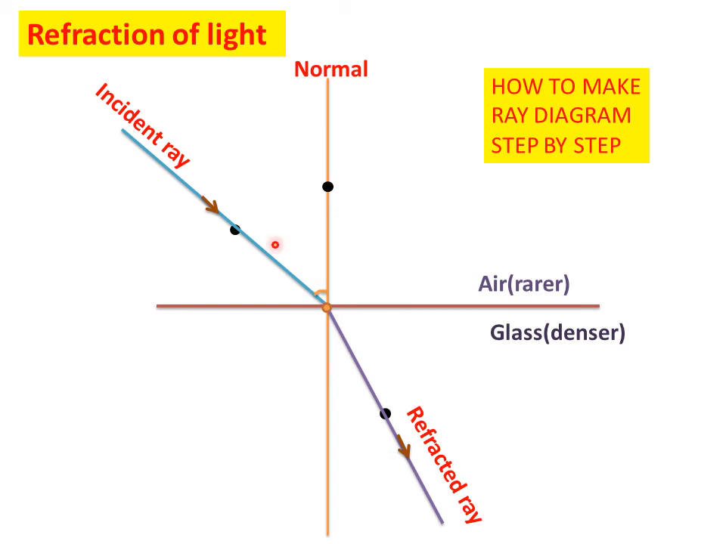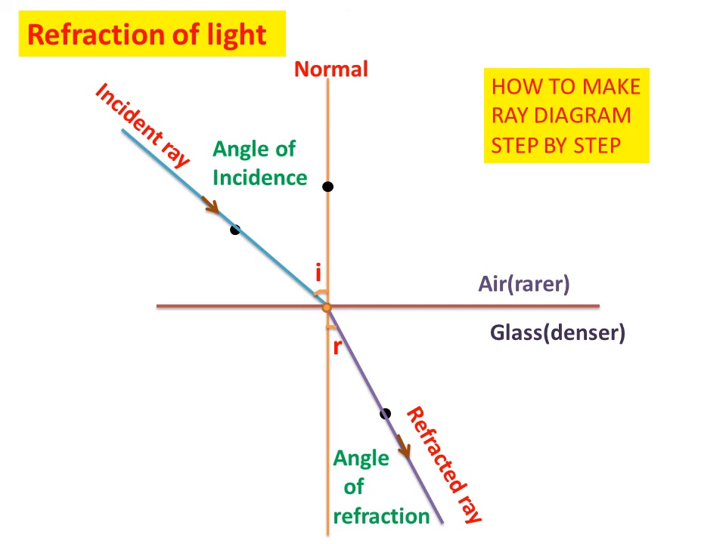Here the angle between the incident ray and normal is called the angle of incidence. So this one is our angle of incidence, we can say it is I. Now the angle between the normal and the refracted ray is our angle of refraction, we can say it is R. So I is the angle between normal and incident ray, and R is the angle between normal and refracted ray. This is our angle of refraction.